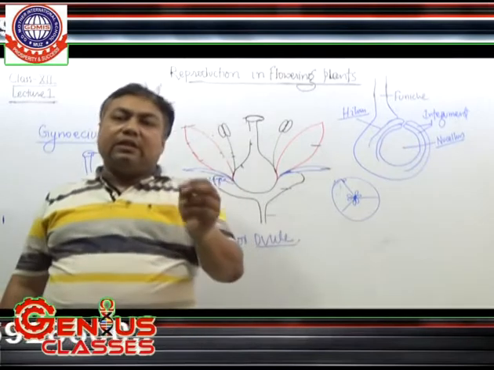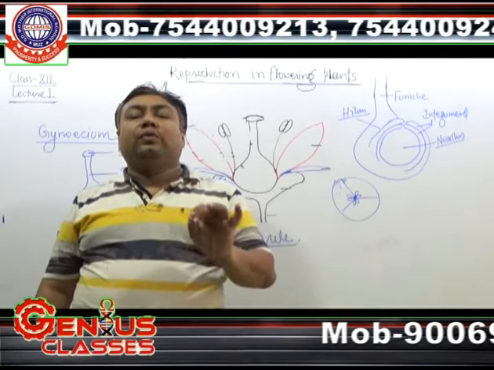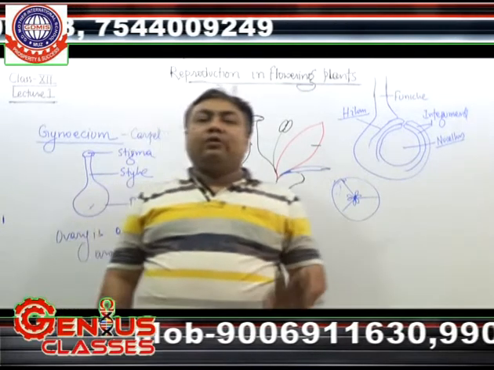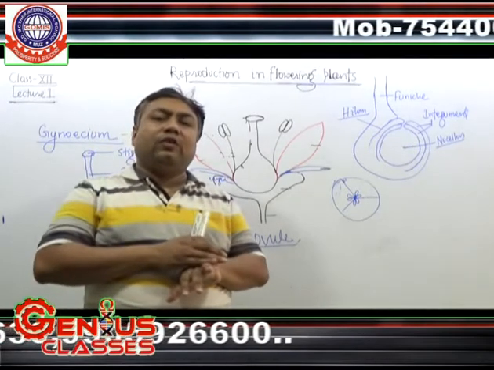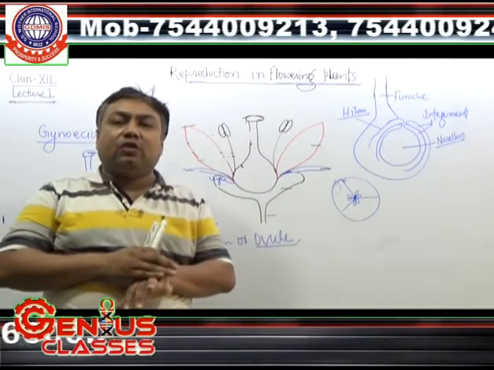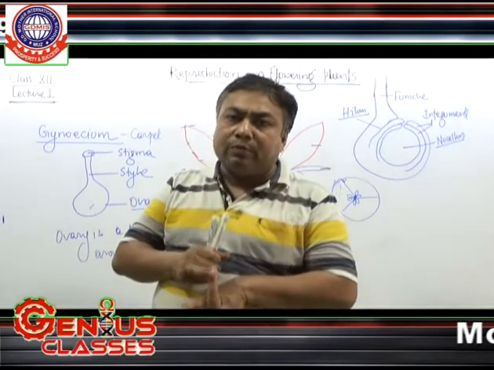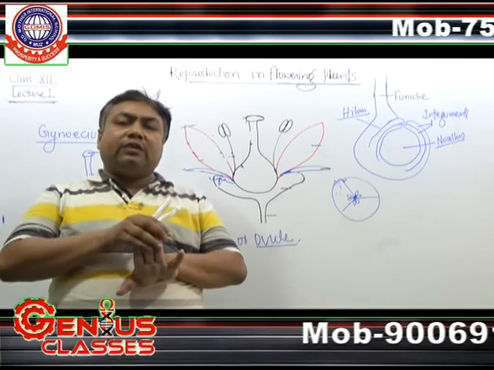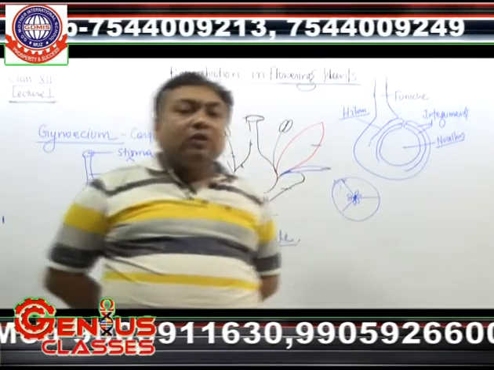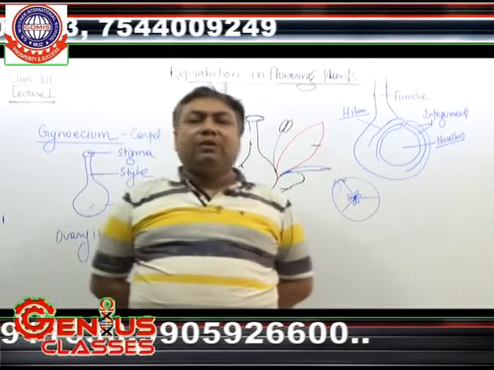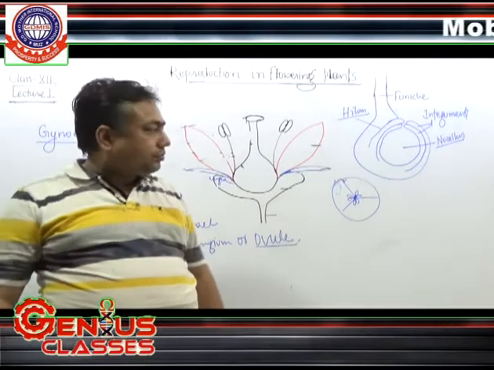One of the cells in the nucellus behaves as megaspore mother cell and goes for meiotic division and produces four megaspores. If one megaspore participates in the formation of embryo sac, then it is called monosporic embryo sac. If two are involved, then it is called bisporic. And if all the four are involved in the formation of embryo sac, then it is called tetrasporic embryo sac. So we will see one by one the development of male gametophyte and female gametophyte in our next class.